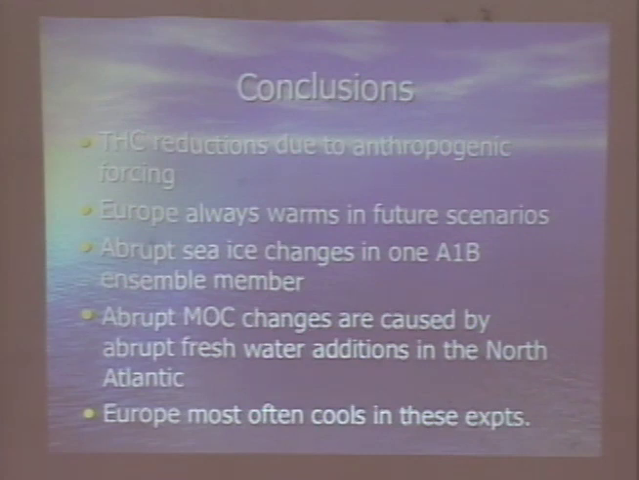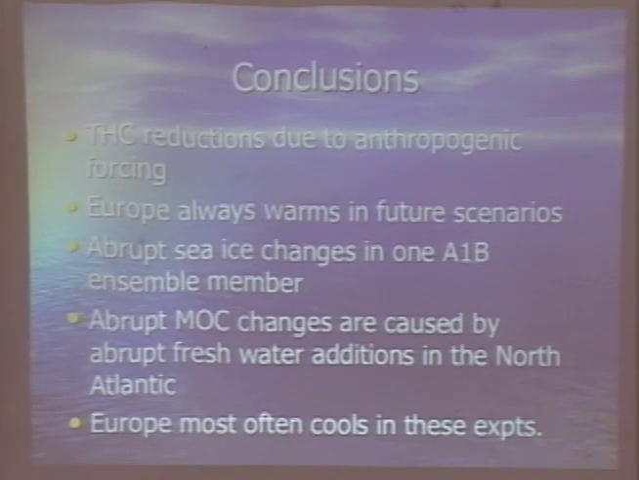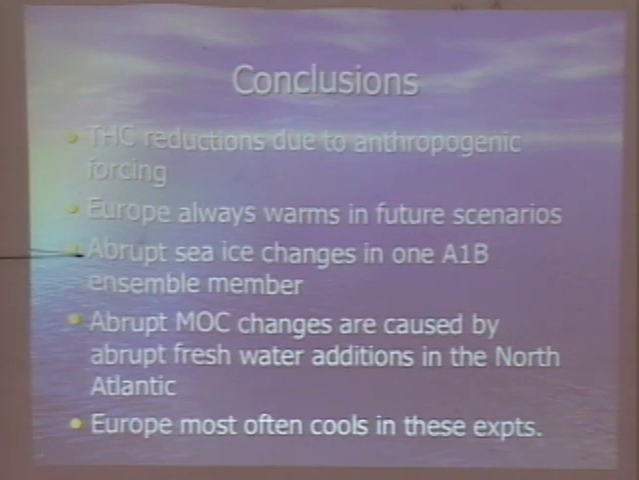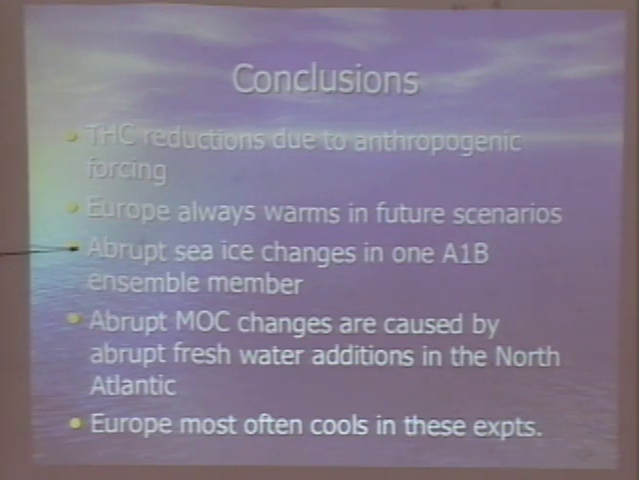THC reductions may occur due to anthropogenic forcing. In these simulations, Europe always warms in future scenarios. I've only looked at a few of these, but last week I asked Jerry Meehl whether that was right, because he's looked at many, many more of them, and he says that is correct. There's one member of the A1B ensemble where we see some abrupt sea ice changes. We're going to look at that a lot more carefully to see what was going on. So I didn't understand, how many A1Bs did you have? 6, I believe. But it happened only in one. That was that strong only in one.